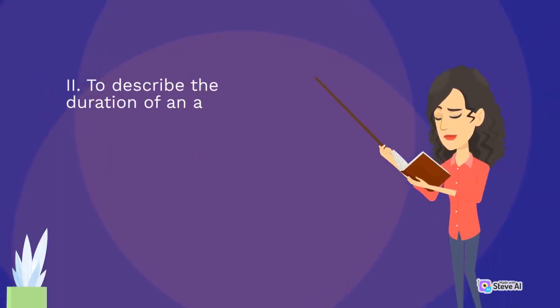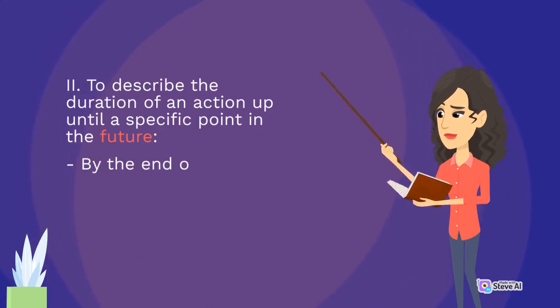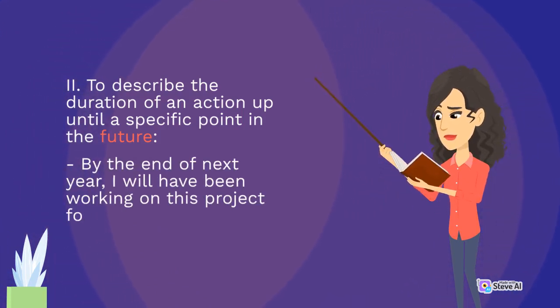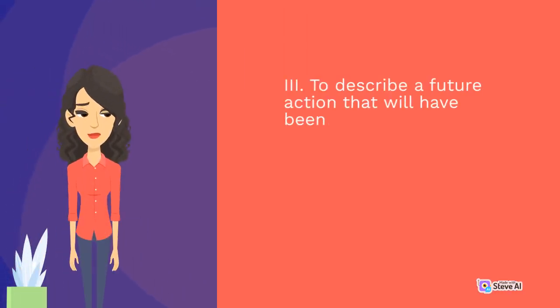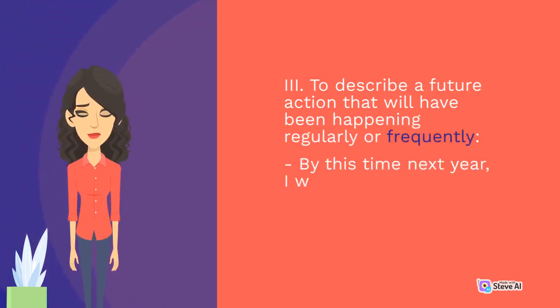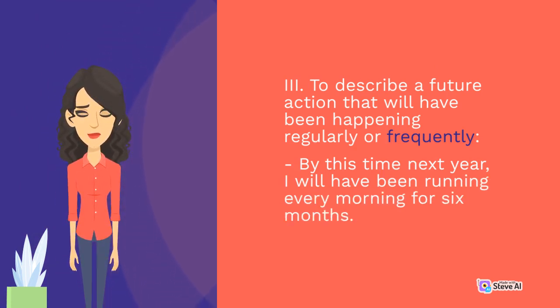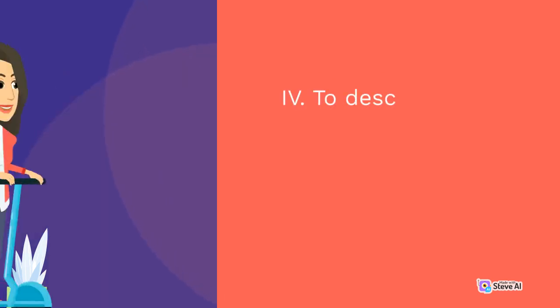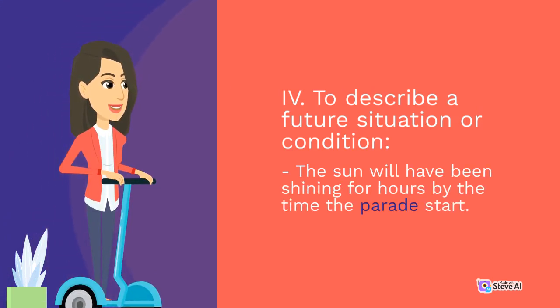2. To describe the duration of an action up until a specific point in the future. By the end of next year, I will have been working on this project for 3 years. 3. To describe a future action that will have been happening regularly or frequently. By this time next year, I will have been running every morning for 6 months. 4. To describe a future situation or condition. The sun will have been shining for hours by the time the parades start.